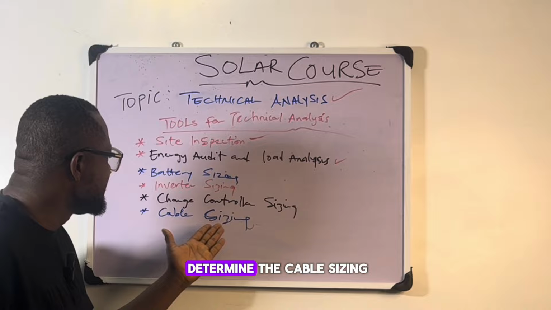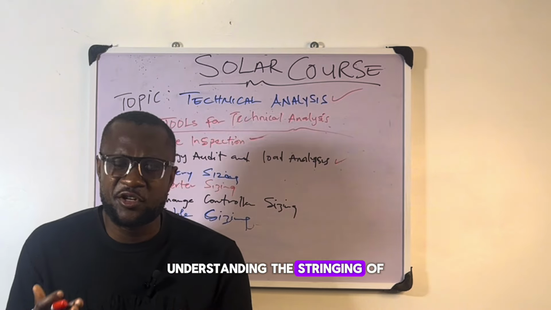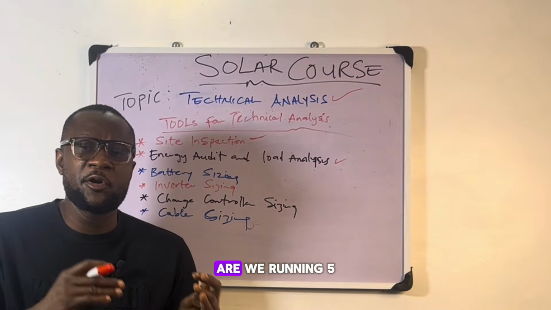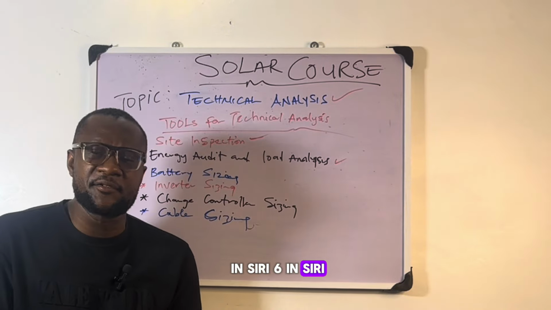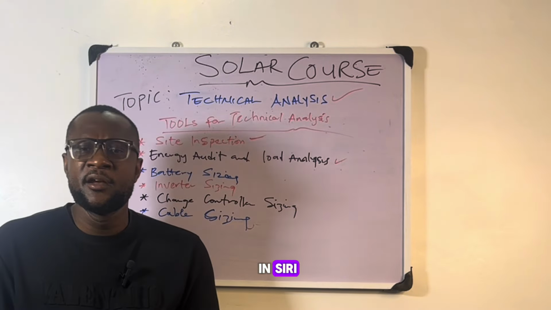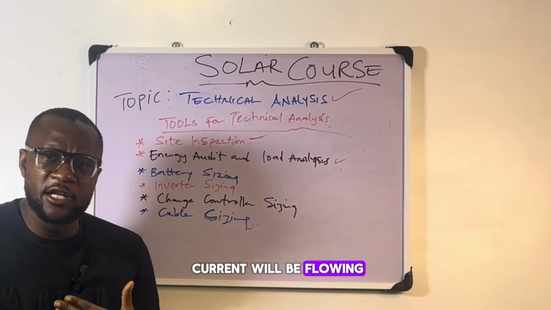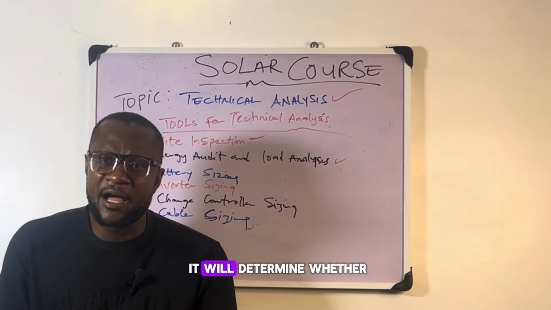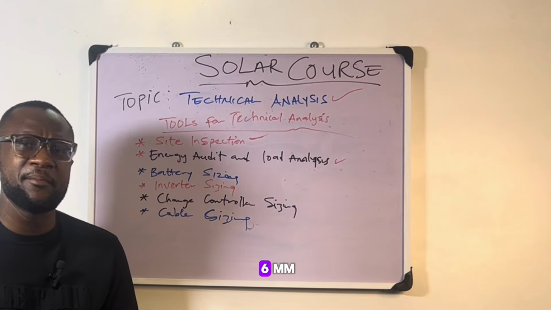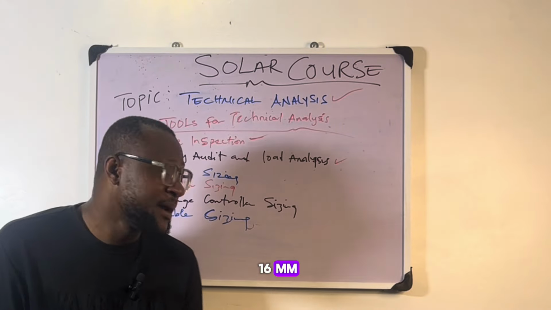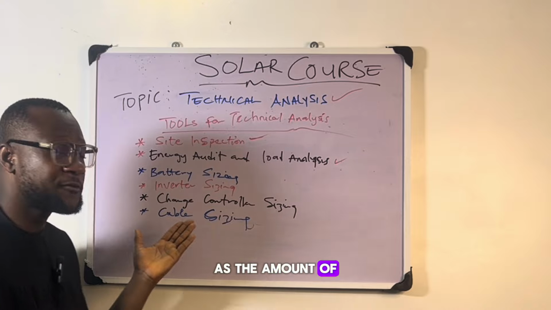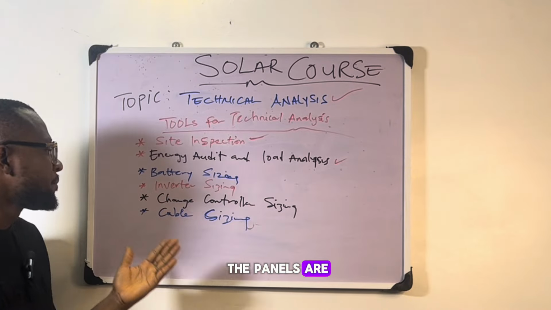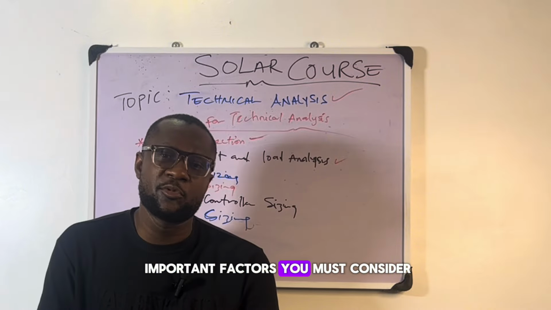We also want to determine the cable sizing, understanding the stringing of the panels. Are we stringing them in series or in parallel? Are we running 5 in series, 6 in series, 2 in series, 3 in series? And what amount of current will be flowing in each of the cables per time? It will determine whether it's going to be a 6 mm, a 10 mm, or a 16 mm cable, depending on the stringing and arraying and the quantity of the panels. So these are the important factors you must consider.